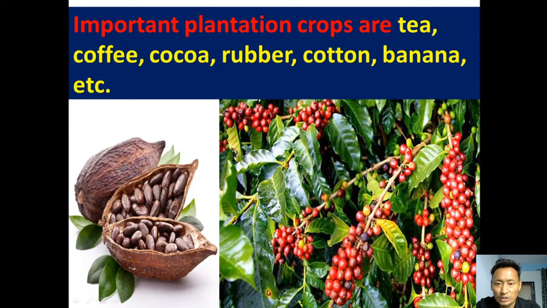So this is the coffee. From here we will get coffee beans. Cocoa is mostly used as cocoa powder for making chocolate and other food, and rubber, cotton and banana. So these are some of the examples of plantation crops.